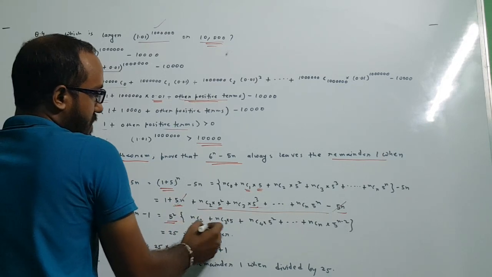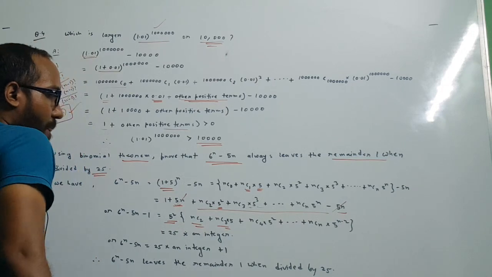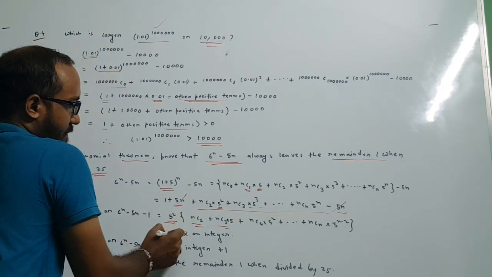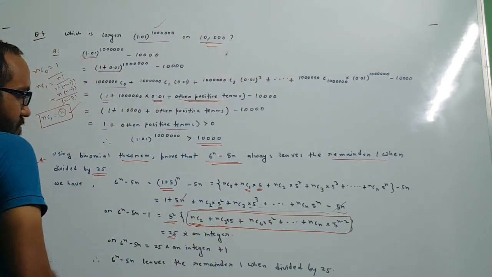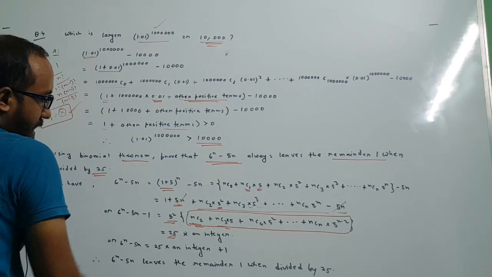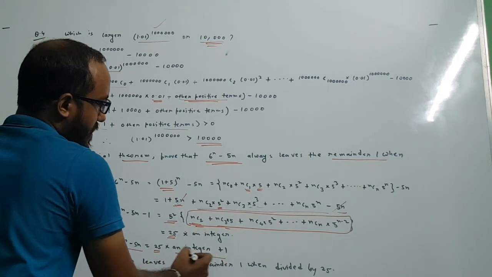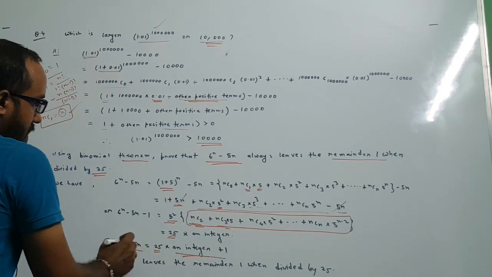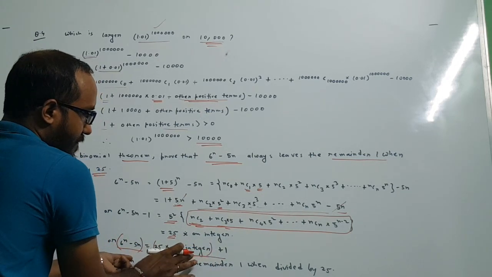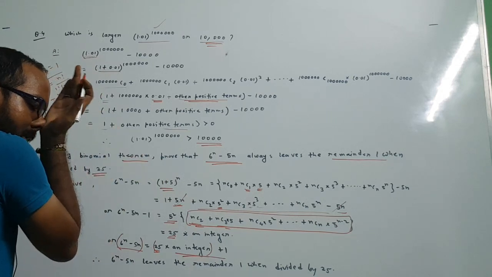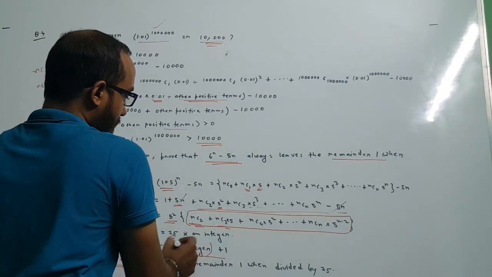So 5 square common, nC2, nC3 into 5, then 5 square, this would be our remaining things. So 5 square is 25. 25 multiplied by some integer value. Now take 1 to the right hand side. So 6 to the power n minus 5n would be 25 multiplied by an integer value plus 1. So see, if you divide this thing by 25, this part will be divisible by 25, but this 1 will remain as the remainder. So 6 to the power n minus 5n leaves the remainder 1 when divided by 25.